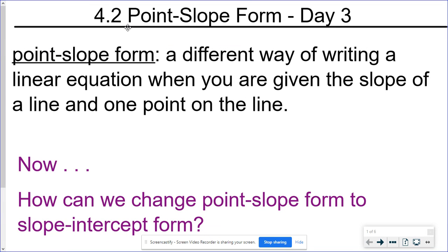Hi there, algebra students. One more day on point slope form, but we're going to add, again, something new today. It's not just the same stuff. So here we've got our definition of point slope form.